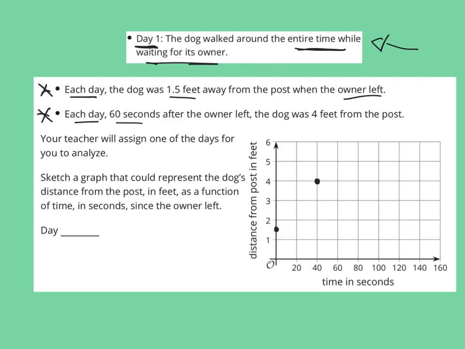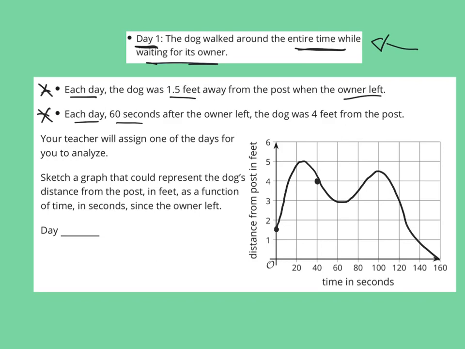So for day 1, the dog walked around the entire time while waiting for its owner. Okay, so I guess we could say, well, after the owner immediately left, we could say the dog tried to go all the way to here and then went something like this, and then that's it, right? That dog is walking around the entire time, and he's getting closer, right? That's one version. I want to give you an alternate option, right? Or the dog did something like this, paste, paste, paste, and then something like that.